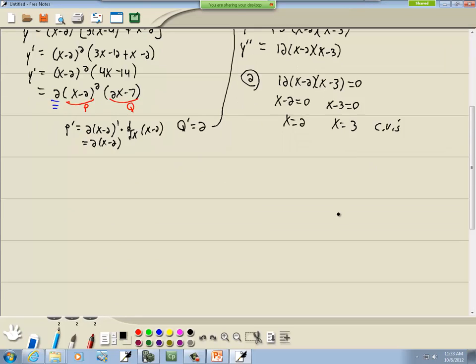So let's build a table of intervals and see how it looks. So I have 2, I have 3.